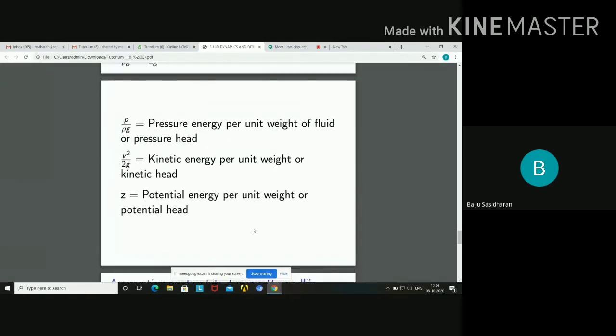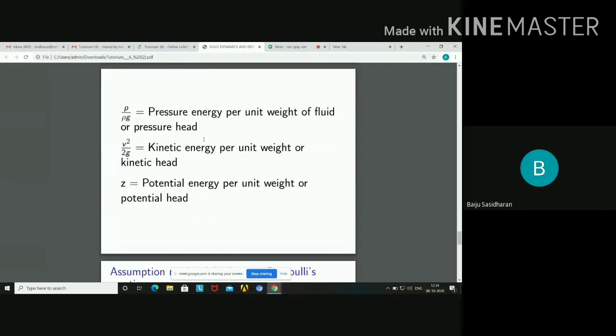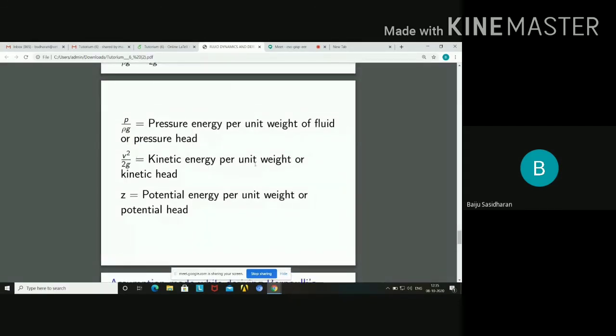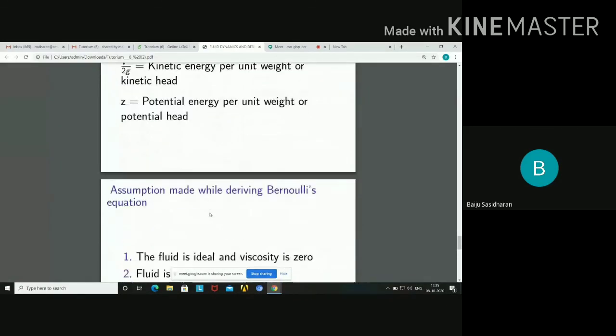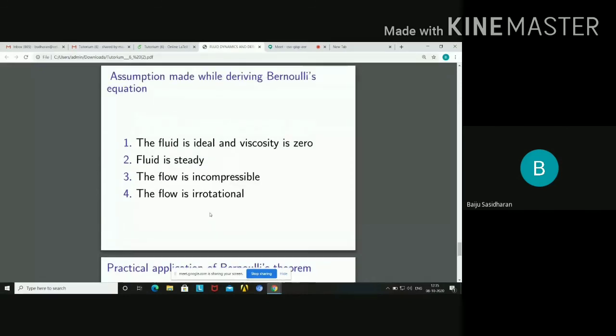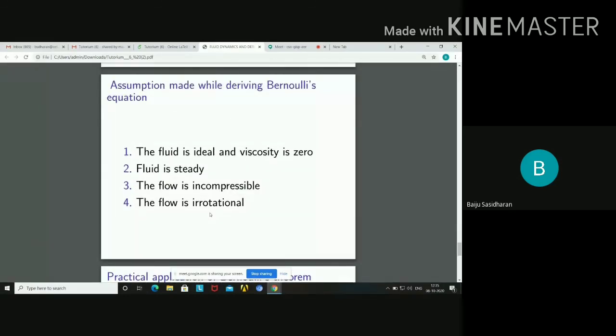In this equation, P by rho g is the pressure energy per unit weight of fluid, or pressure head. V square by 2g is the kinetic energy per unit weight, or kinetic head. Next are the assumptions made while deriving Bernoulli's equation: the fluid is ideal and viscosity is 0, the flow is steady, the flow is incompressible, and the flow is irrotational.